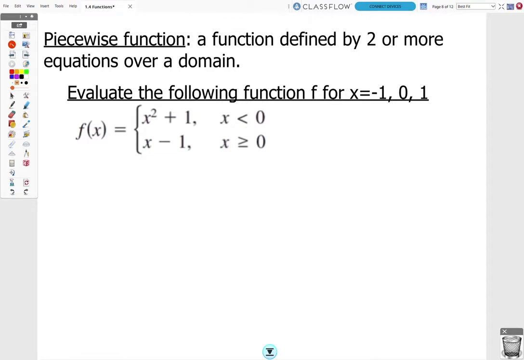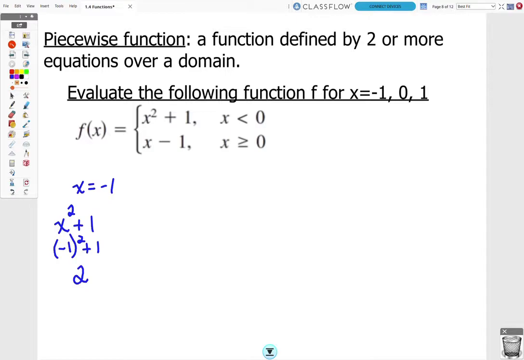For that matter, if x is equal to -1, which of the two equations will that fit into? It's going to fit into the top. So when x is equal to -1, I have x squared plus 1 as my function. That is -1 squared plus 1. -1 squared is 1, 1 plus 1 is 2. If you plugged it into the other one, you still get an answer, but it won't be the correct answer because it's not allowed in that domain.